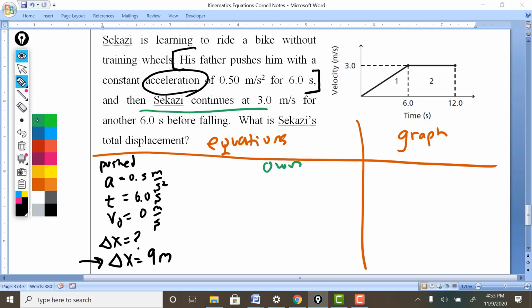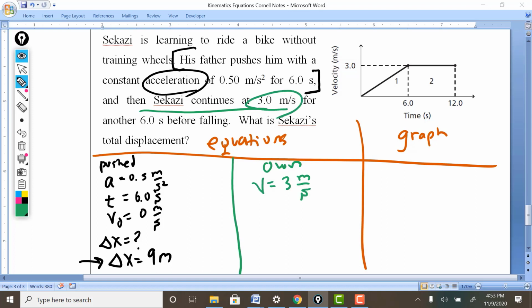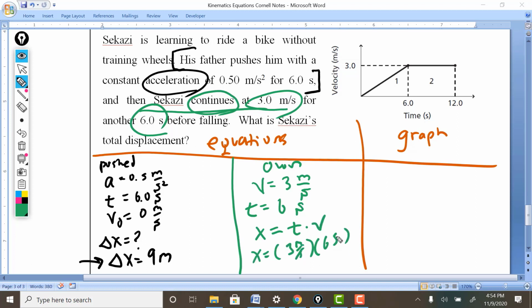Now, what about when he is doing it on his own, which I have in green? Well, he's traveling at, they tell us, 3 meters per second for 6 seconds. But he's continuing. He's going constant. It's constant velocity. There's no acceleration, right? When he was being pushed, he was accelerated, so we used a kinematic. In this second part, he's not being pushed, and he's not speeding up or slowing down. So we're not going to use a kinematic because there's no acceleration. We use v equals d over t again. Seconds cancel out.